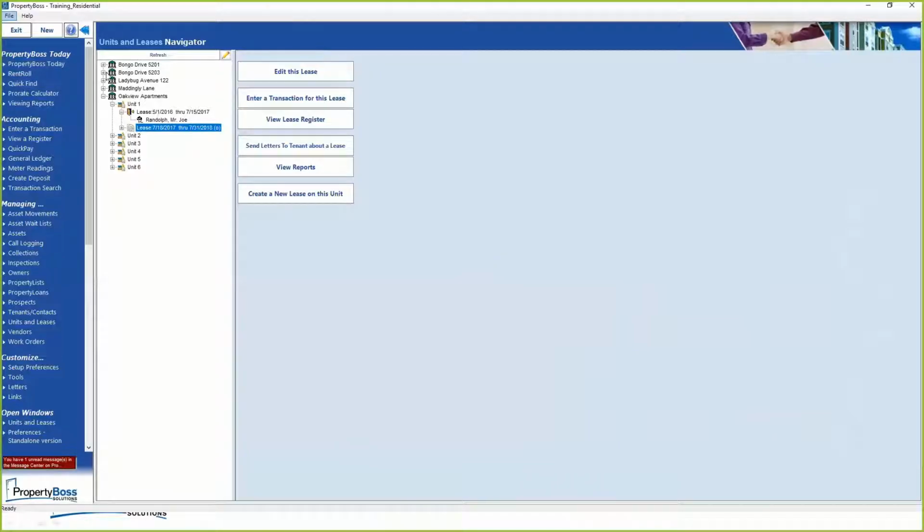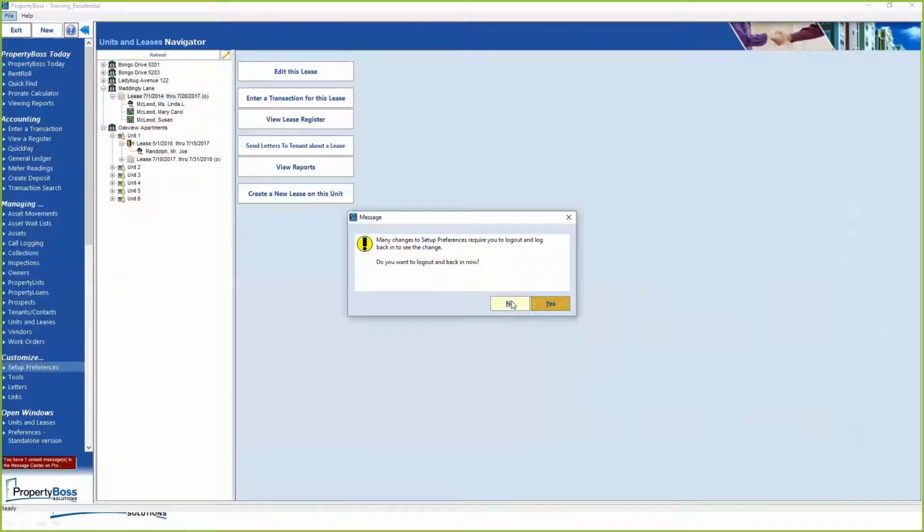We have a new person who's new to PropertyBoss and wants to know how they can tell if PropertyBoss is set up to prorate, and is it an instance of PB or of the database? That's a great question.